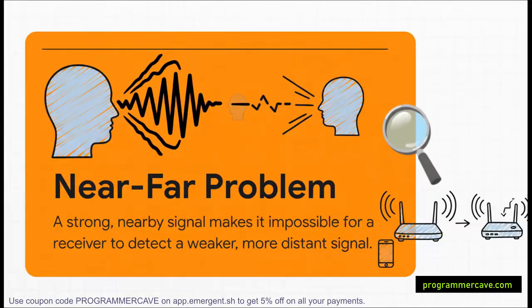And this leads us to our first big technical term, the near-far problem. Back at that party, if someone is shouting right in your ear, you have absolutely no chance of hearing what your friend is trying to say from across the room, right? The loud, nearby voice, the strong signal, completely drowns out the weaker, distant one. It's exactly the same for a wireless radio. A powerful transmitter nearby can completely blind a receiver to a weaker signal that's farther away.